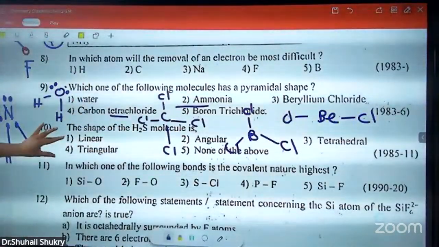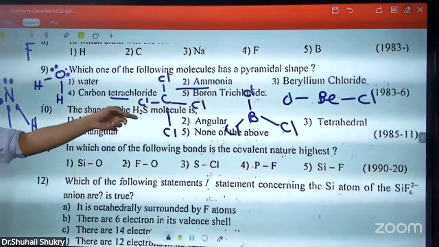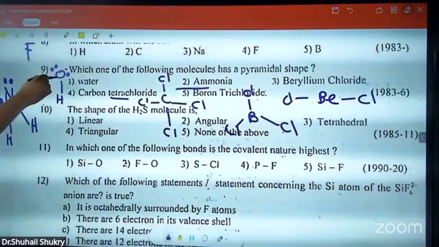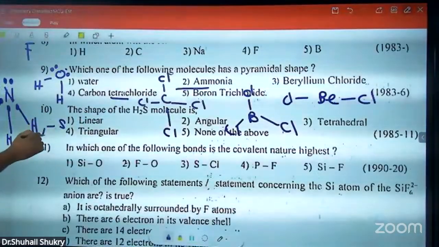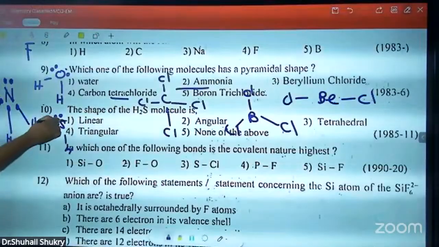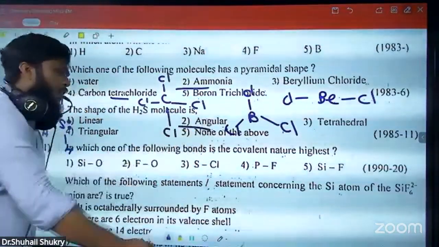The shape of the H2S molecule. H2S is like H2O. Oxygen and sulfur belong to the same group, no? Then H2S is like this: sulfur, hydrogen, hydrogen. What is the shape? Angular.